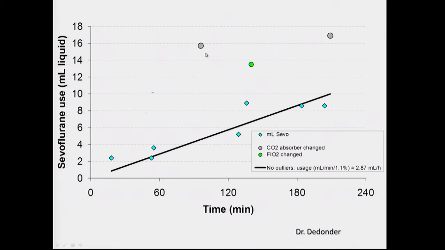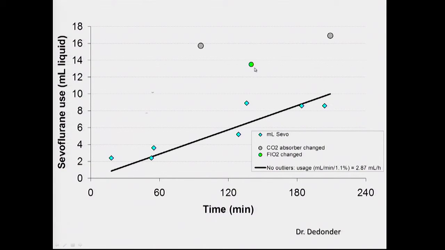What is this? Well, this is an instance where I changed the CO2 canister. And when you replace the CO2 canister, the machine increases the fresh gas flow. And of course, this will prompt the machine to deliver more sevoflurane. So if you have somewhat increased FiCO2 towards the end of the case, don't replace the canister, do it in between cases. And this is the effect of changing your inspired oxygen concentration.